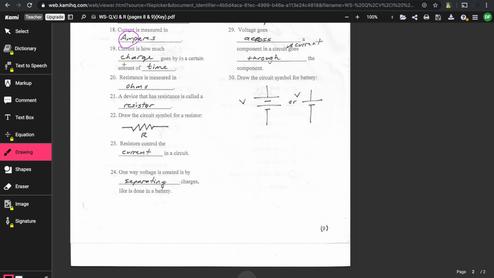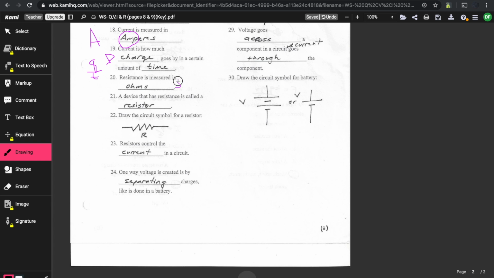That's 12 amps. That's 2 amps. Okay, but it's actually the ampere, but we'll shorten it to that. And the symbol is capital A. Current is how much charge goes by in a certain amount of time. That's a repeating of the equation, Q divided by T. Resistance is measured in ohms.